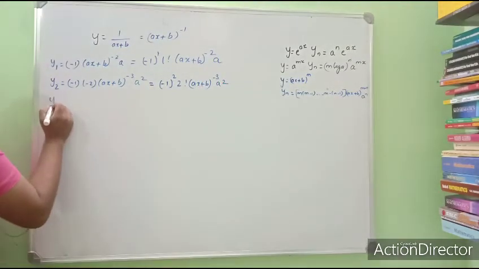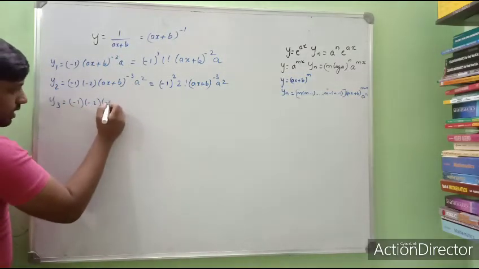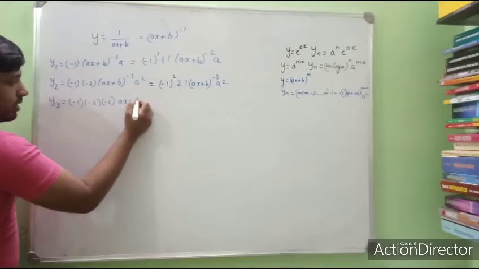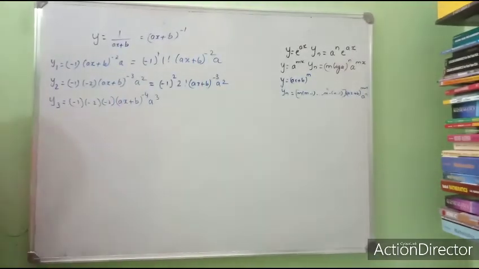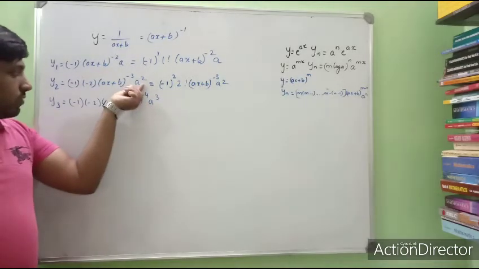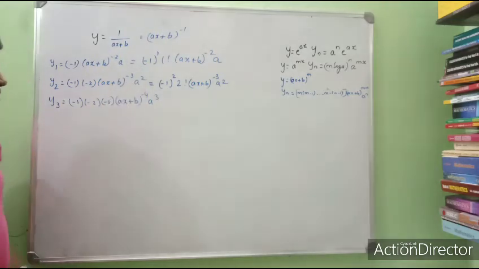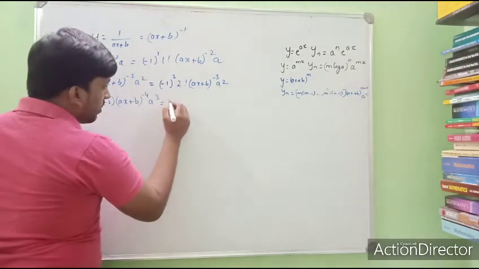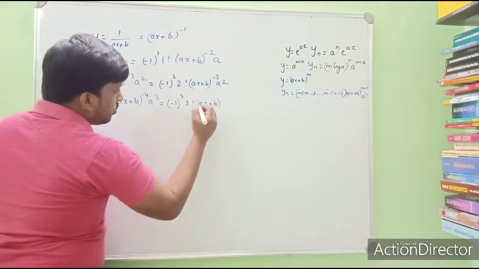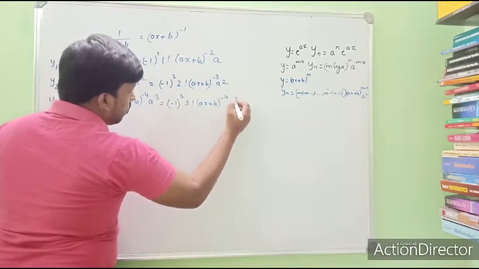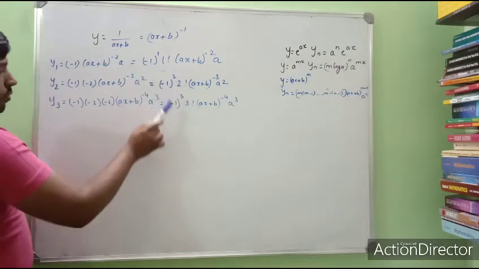Similarly, we will go for the third derivative y3, that is nothing but minus 1 into minus 2 into minus 3 into (ax plus b) to the power of minus 4 into a cube. This is going to become a cube because already we have a square. Again I am differentiating ax plus b, I will be getting another a, that becomes a cube. Again we can write this in the form of minus 1 to the power of 3 factorial into (ax plus b) to the power of minus 4 a cube. Understanding? See, observe the pattern here, the similarity, what is happening.